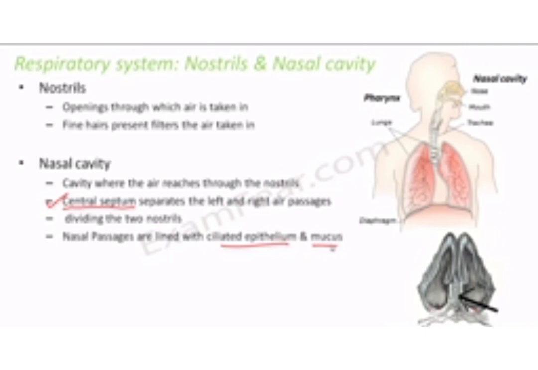And what does cilia do? Cilia try to block the dust particles or microorganisms or any kind of germs present in the air. So this cilia, mucus, as well as the fine hairs which are present in our nostrils, they all help to prevent the dust particles entering inside our body with the air.